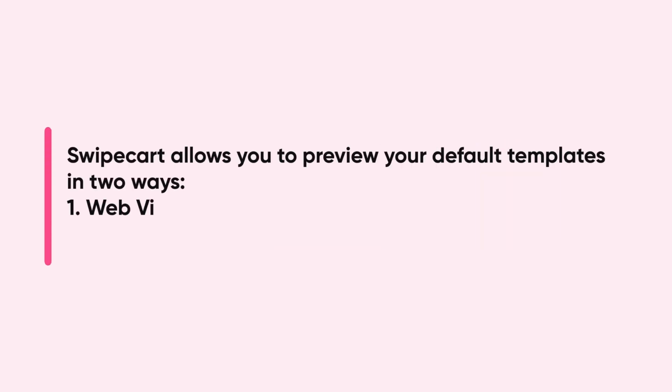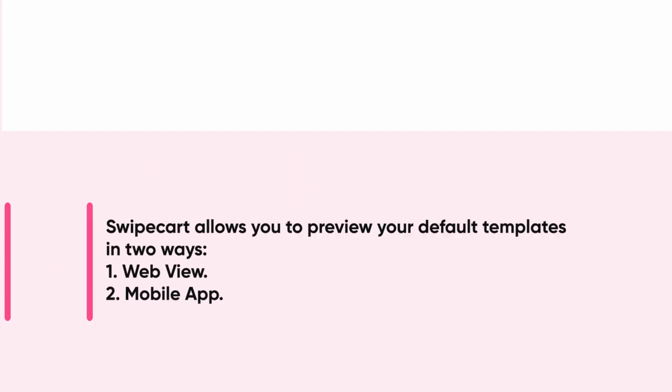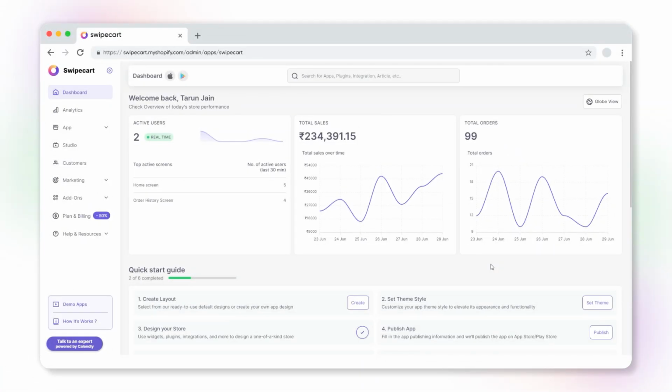Swipecart allows you to preview your default templates in two ways: web view and mobile app. Let's go through each method one by one.